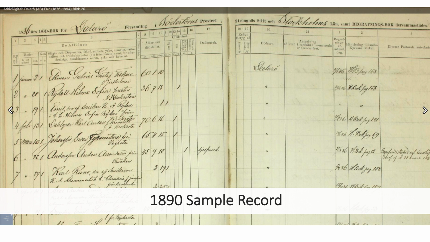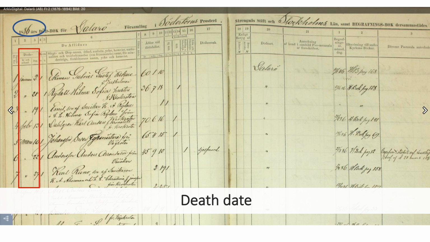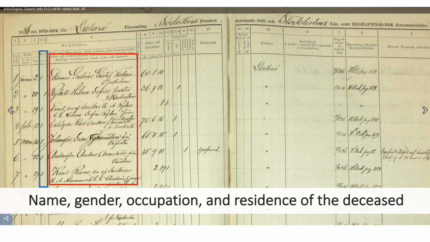This record comes from 1890 and has lots of helpful information. Here you can see the date of death. The first person died January 2nd. And by looking at the top left side of the page, we can see that this record was created in 1886. In the blue and red columns, you'll find the gender and then the name of the deceased, followed by the occupation and then residence. We can see that Gabriel Gustav Ekman was a fisherman from Utolmen and was a male.